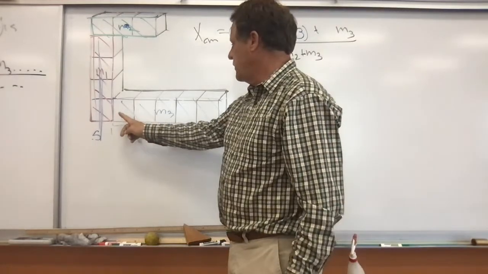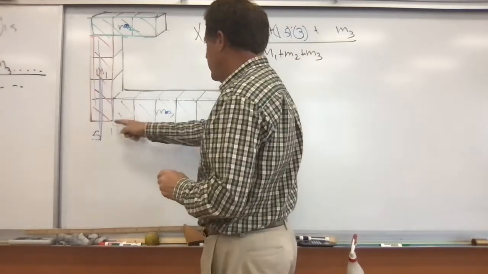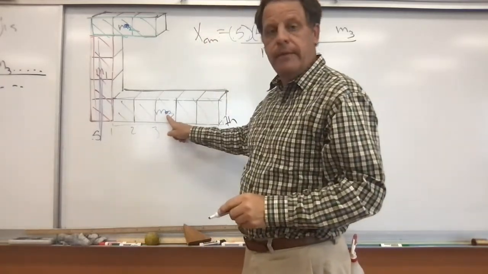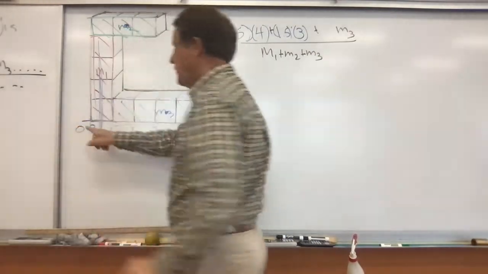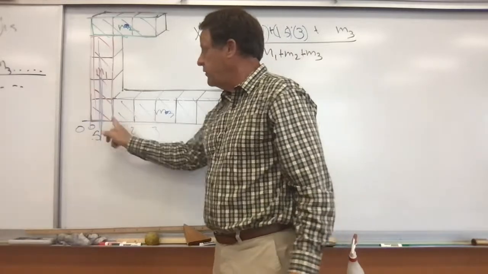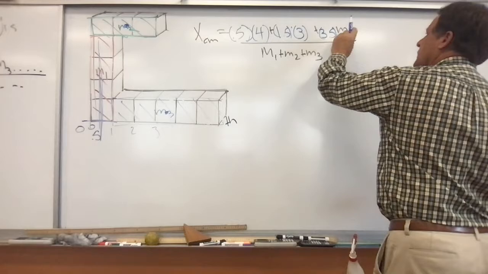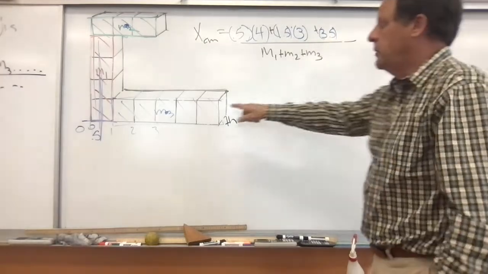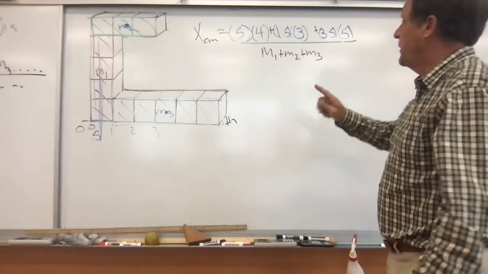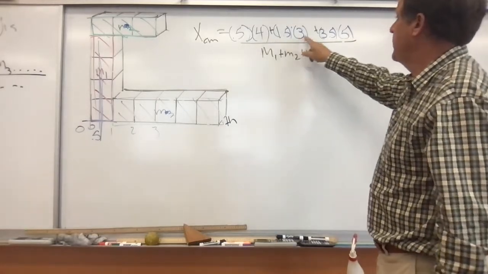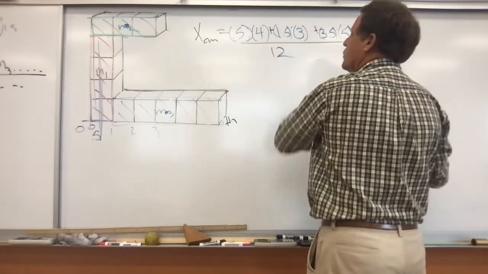Now, we know that in this bottom one, we got 1, 2, 3, 4, 5. So we know the center of mass is right there at 2.5, right? But we are measuring from this origin here. So it's going to be 2.5 plus our original 1. So that's going to be 3.5, okay? Our mass is going to be 5. And now all of our blocks together, we're going to have a block of 4, a block of 3, and a block of 5. That's going to give us a total of 12.